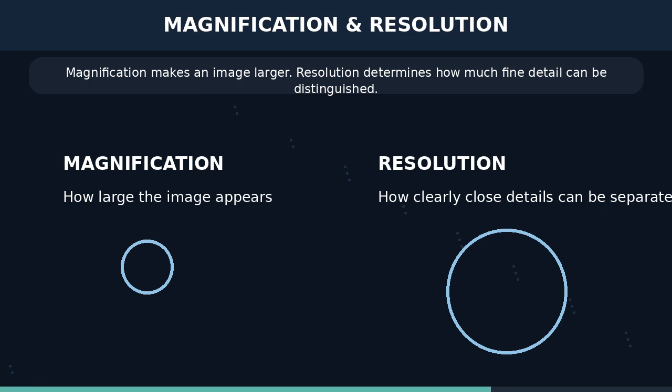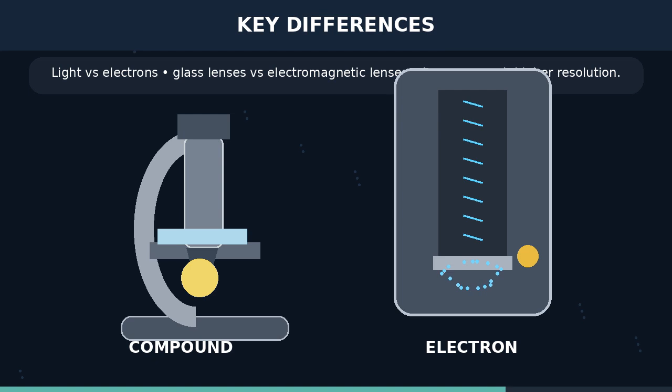So, here is the quick comparison. A compound microscope uses visible light and optical glass lenses. An electron microscope uses electrons and electromagnetic lenses. Compound microscopes generally have lower resolution, while electron microscopes provide much higher resolution.